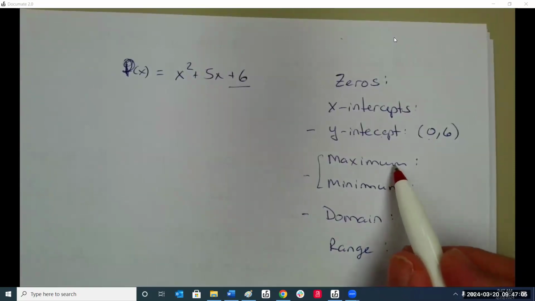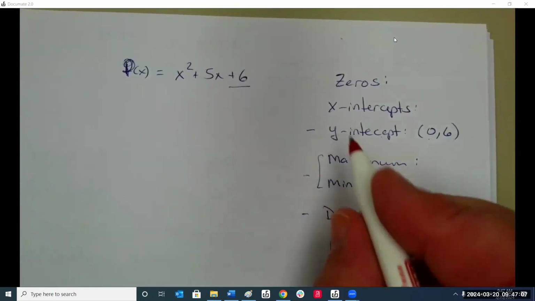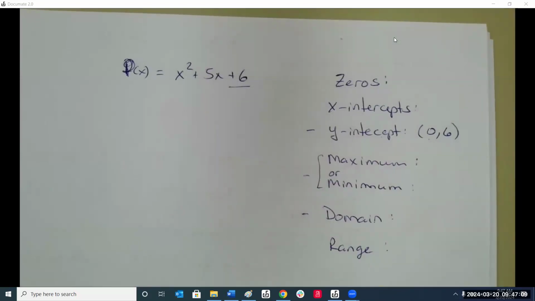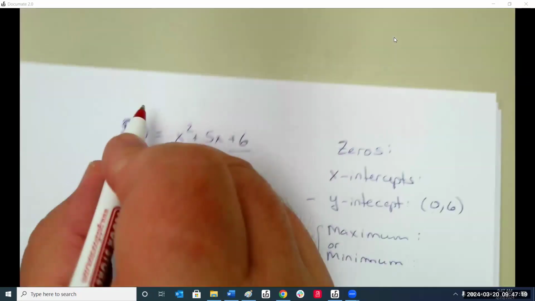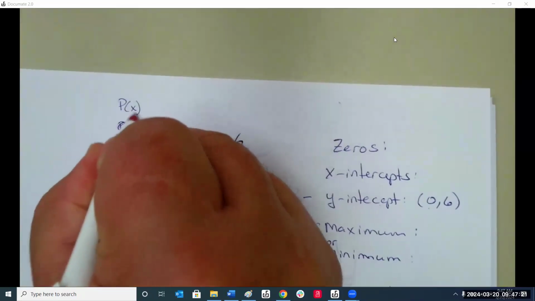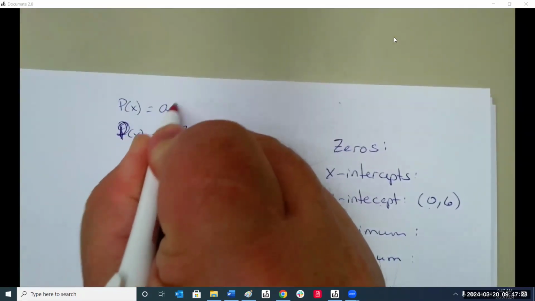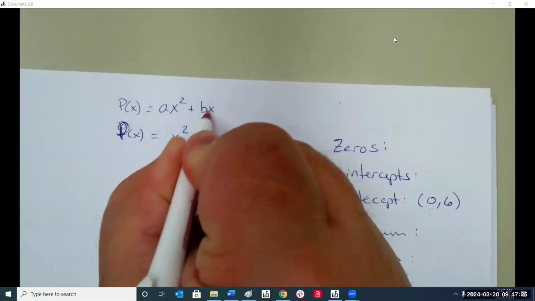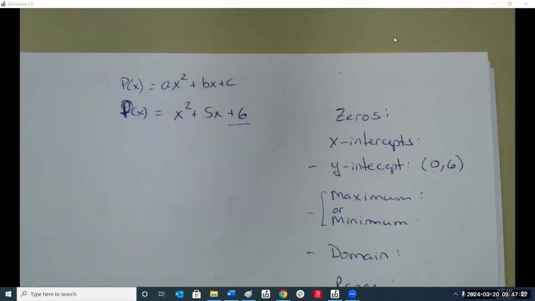Now, do we have a maximum or minimum? You can only have one of these for a quadratic equation. How do you know? Very good. Remember, a polynomial, a quadratic equation, that works.